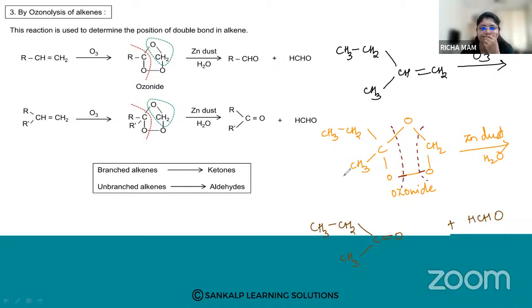Whenever you have, what is the main thing you have to remember? Whenever you have a branched alkene, you will get ketones. Main thing you need to remember, whenever you have unbranched, you will get aldehydes. Is it clear? So this was about ozonolysis. Ozonolysis is very important.